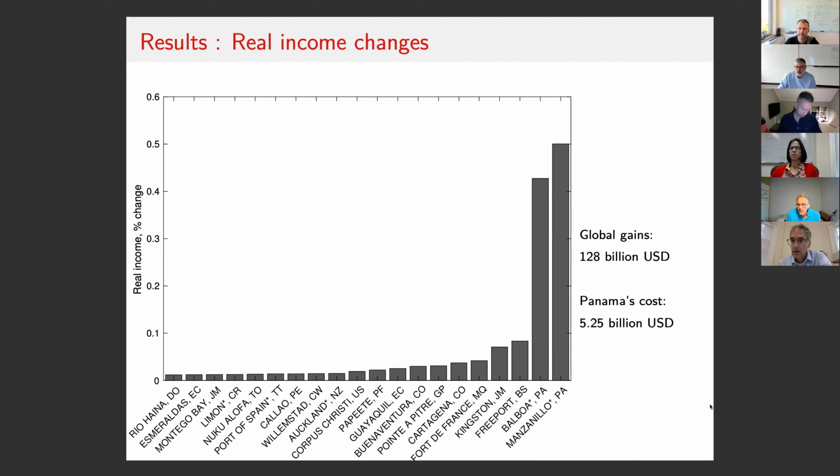Andreas, yeah. I think it would certainly be interesting to see a different picture, which is real income change, not as a percent, but in dollars. Because if the United States gains a tiny fraction of its GDP, that's still a big number. Yeah, I agree. That's a good point. I'll do that.